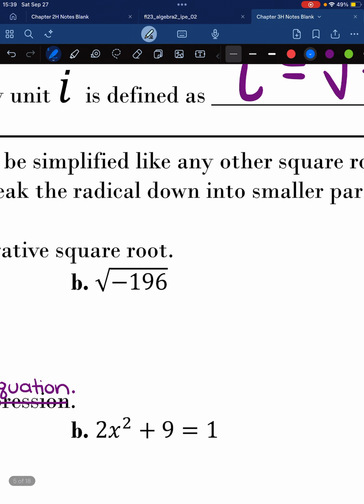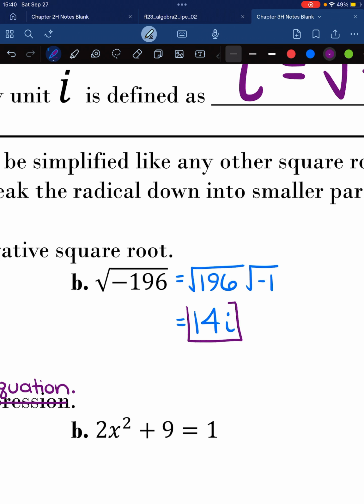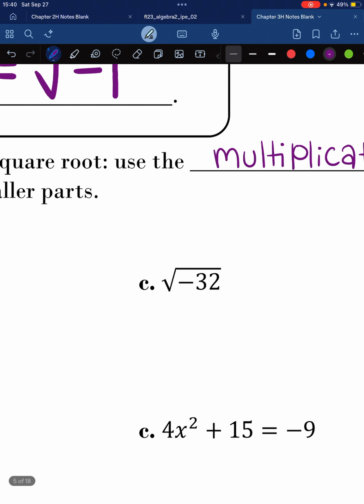Okay, we can try b, right? B is another perfect square, so I'm going to split that into its real perfect square part and that imaginary unit, and that is going to simplify to 14i. Remember, I do not have a plus or minus here because the square root was already there.